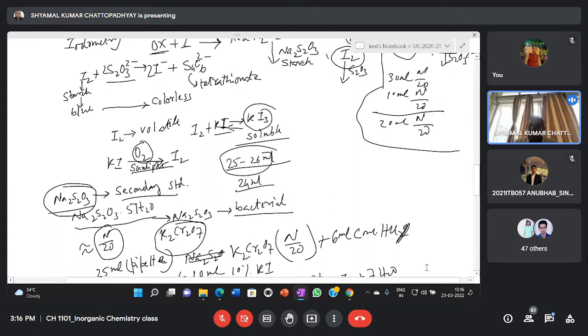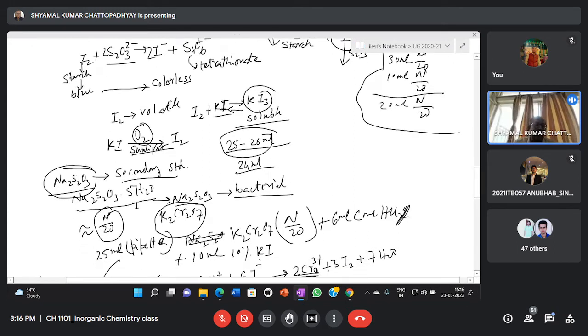The other problem is that, as I have already discussed, sodium thiosulfate is not a primary standard, because sodium thiosulfate is obtained in crystal form as sodium thiosulfate 5H2O.